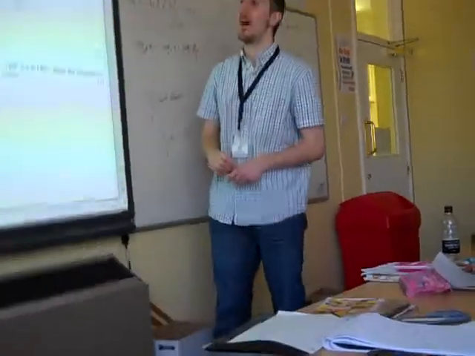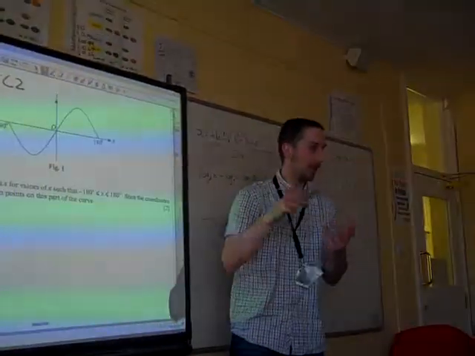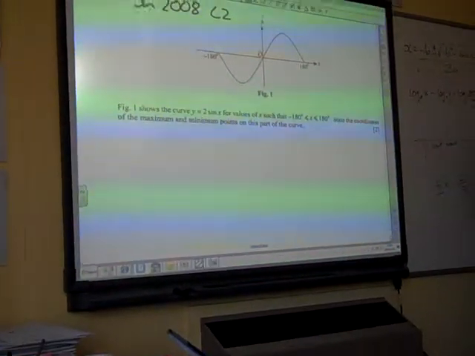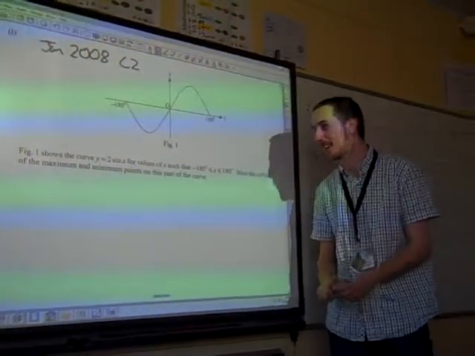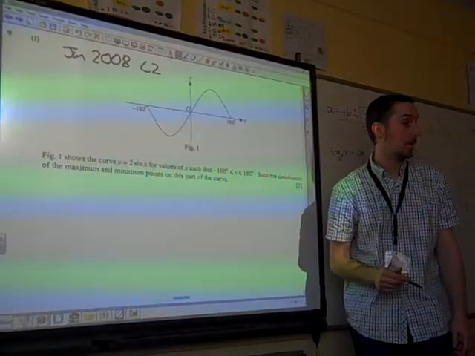Oh, we're filming. Okay. January 2008, C2. Here's question 9, more trigonometry. The diagram shows the curve y equals 2 sine x for values of x in a given range. State the coordinates of the maximum and minimum points.